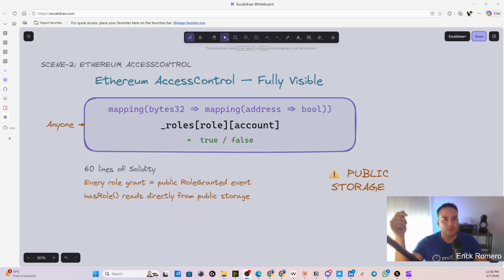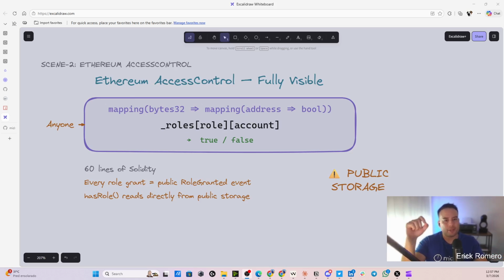Okay, let's start with what we know. Ethereum's access control, the OpenZeppelin version that secured billions of dollars in DeFi, is roughly 60 lines of Solidity. And it's elegant. We've got a mapping, roles, keyed by role hash pointing to another mapping of addresses to booleans. When you call grantRole, for example, it flips a boolean to true. When you call hasRole, it reads that boolean. When you call revokeRole, it flips it back to false. Simple, battle tested, audited to death.